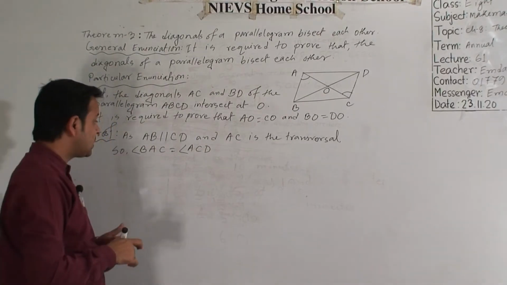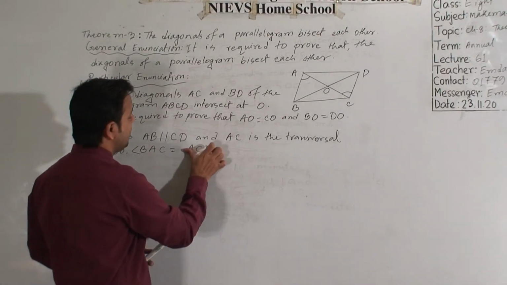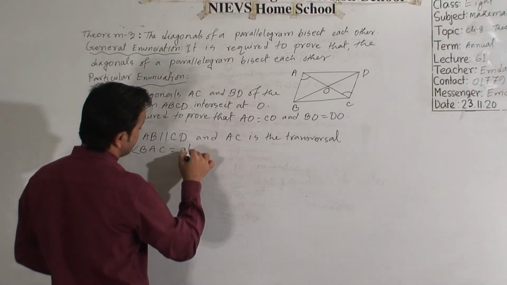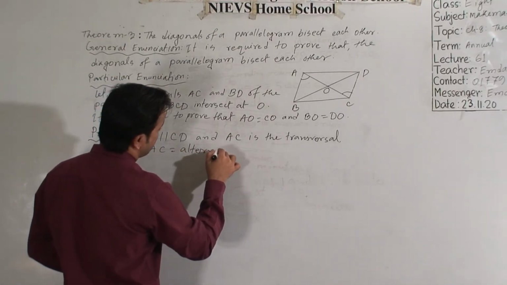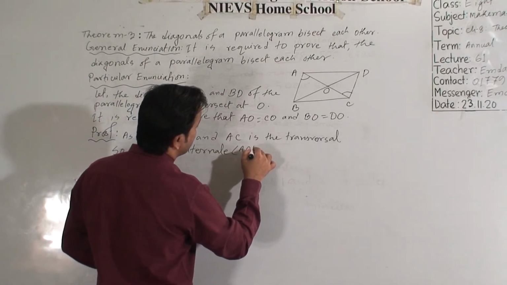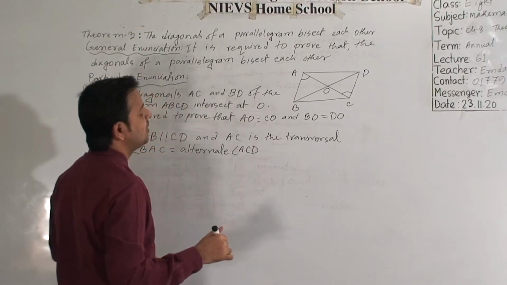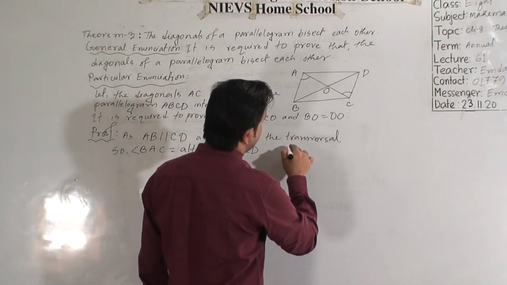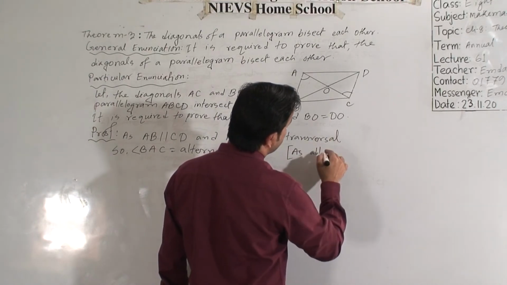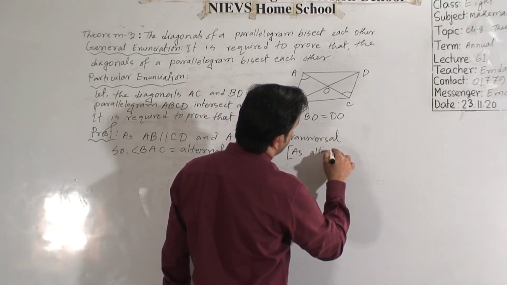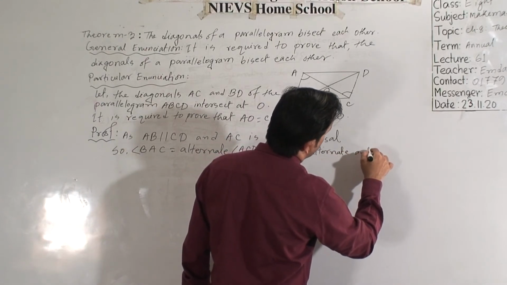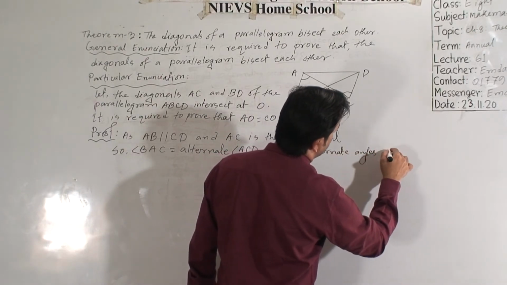Why are these two angles equal? As these two angles are alternate, we can say here alternate angles BAC and ACD. We can get the side note: alternate angles are equal.